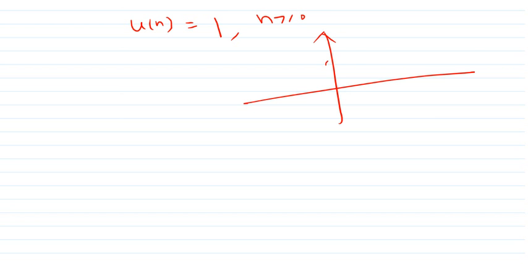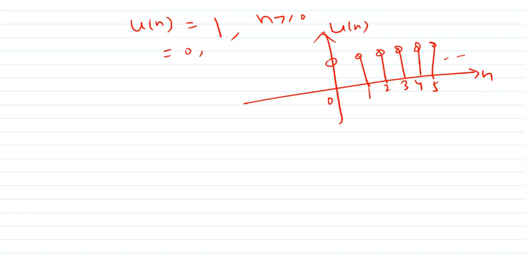Now we have u[n]. So what is u[n]? It is 1 for n greater than or equal to 0. How to plot u[n]? The plotting is like this: 0, 1, 2, 3, 4. So basically this is the unit step signal in the discrete time case, and it is 0 for n less than 0.